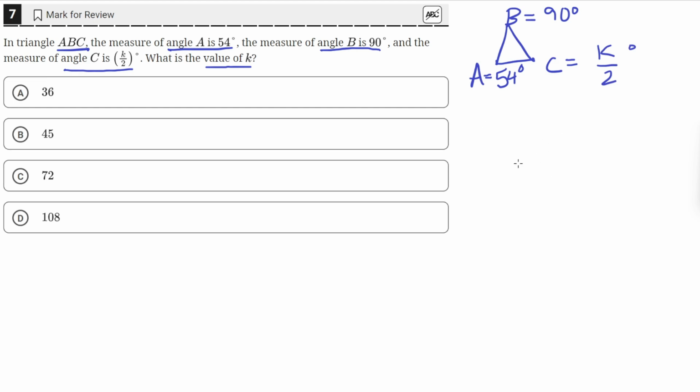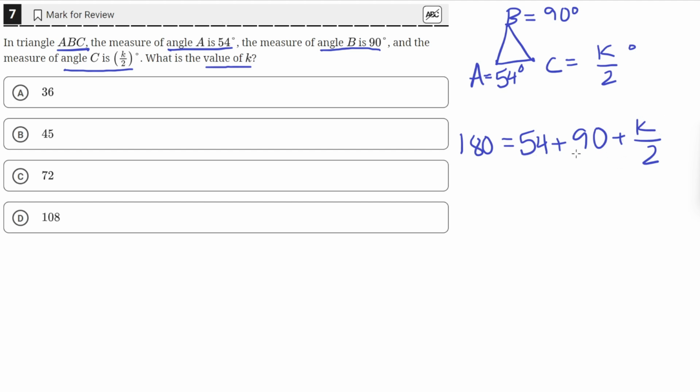Since this is a triangle, we know that all of the angles in a triangle always add up to 180 degrees. So that means A plus B plus C should add up to 180. So 180 equals A, which is 54, plus B, which is 90, plus C, which is k over 2. So now we have one equation with one unknown, so we can just solve for this unknown here.